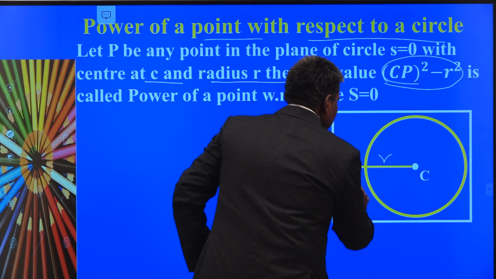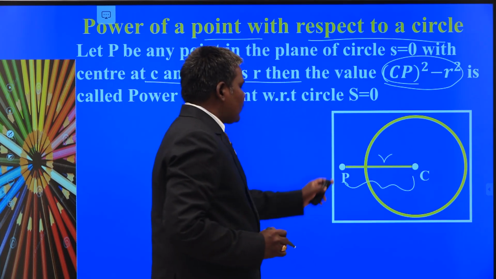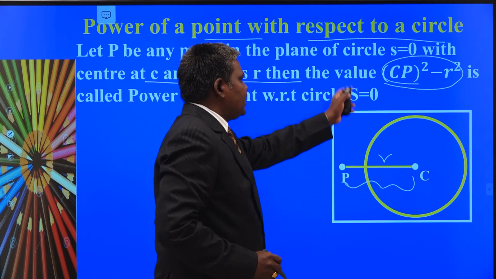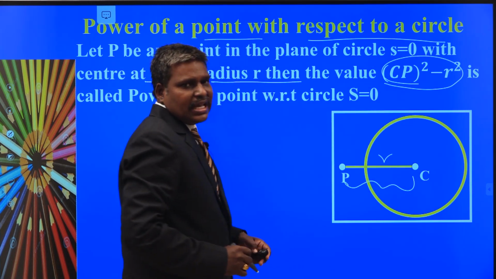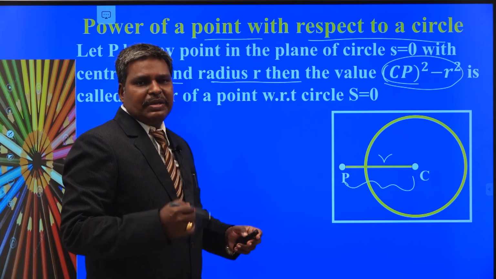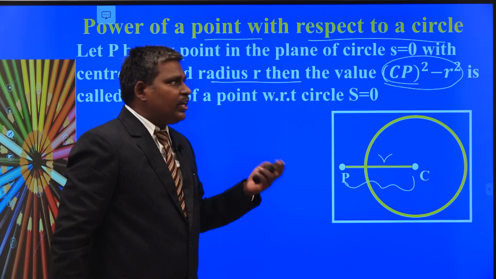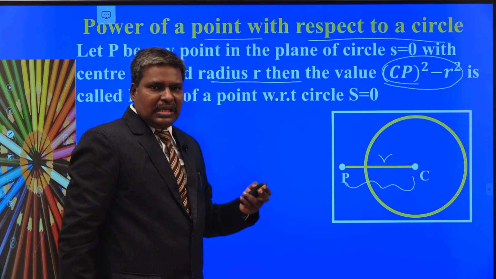So this is the radius. This is CP square. You take the distance CP, square it, and subtract R square. The difference CP square minus R square gives the power of point P with respect to the circle. This is the definition of power of P. Let us see what we study about the power.